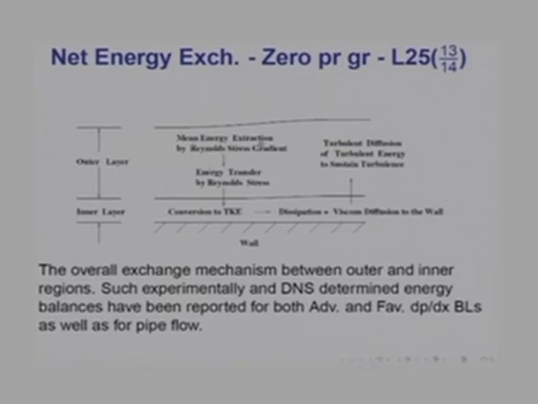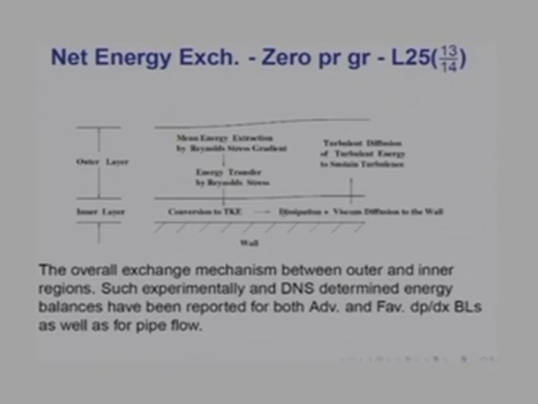The mean energy is extracted by the Reynolds stress gradient, that is what we observe. Energy is transferred by Reynolds stresses to the wall. This energy gets converted to turbulent kinetic energy, because we saw that turbulent kinetic energy dominates at around y plus 15 or so. So, in the inner layer, the energy coming from the outer layer gets converted to turbulent kinetic energy, which is then of course dissipated within the inner region and also by viscous diffusion to the wall, because both these are influenced by the molecular viscosity.